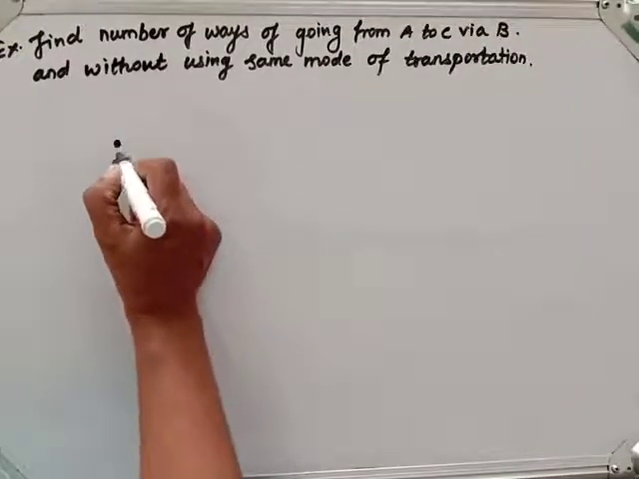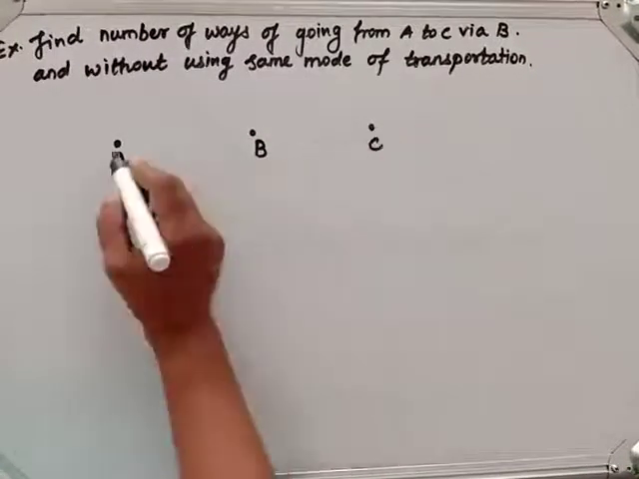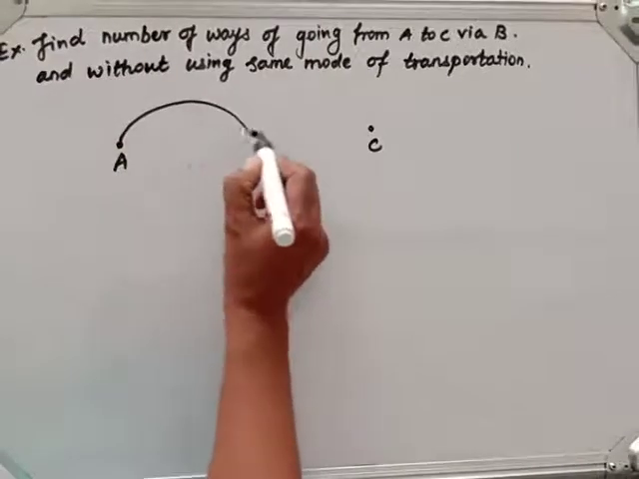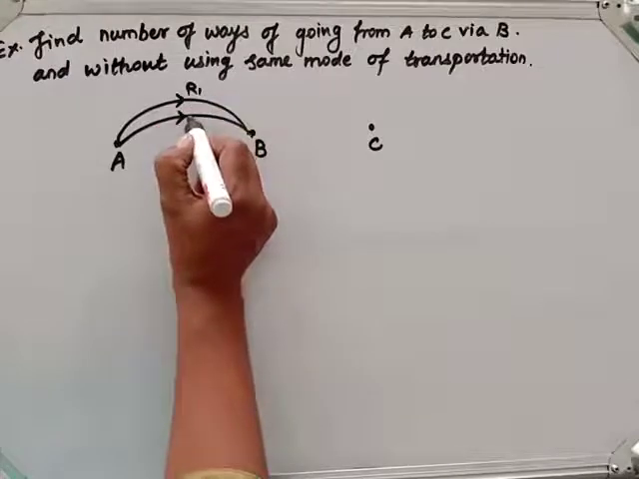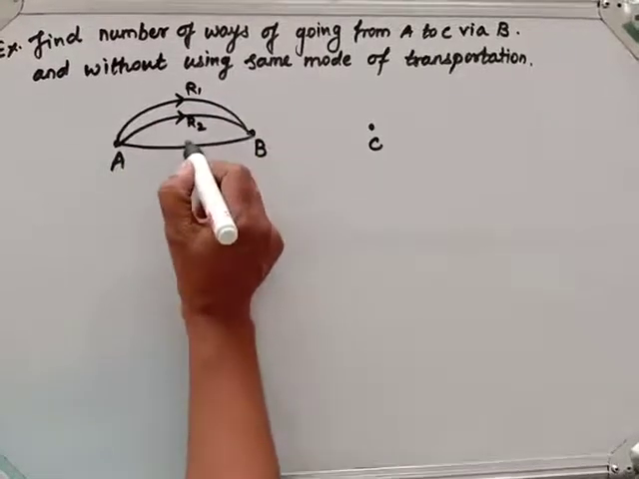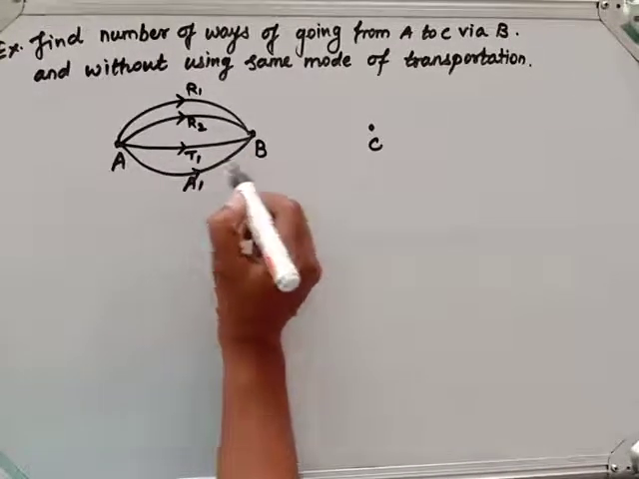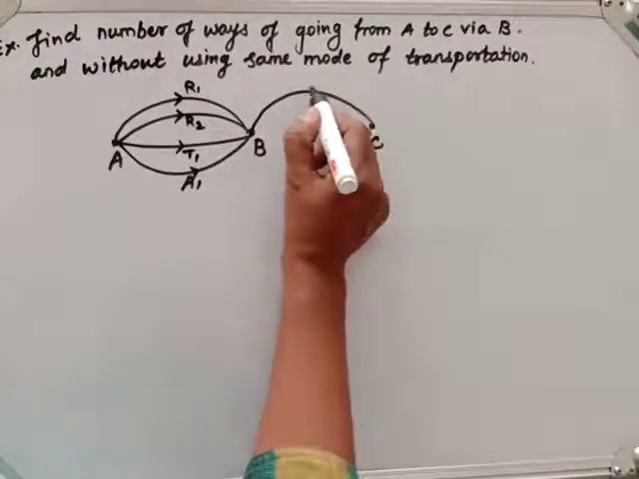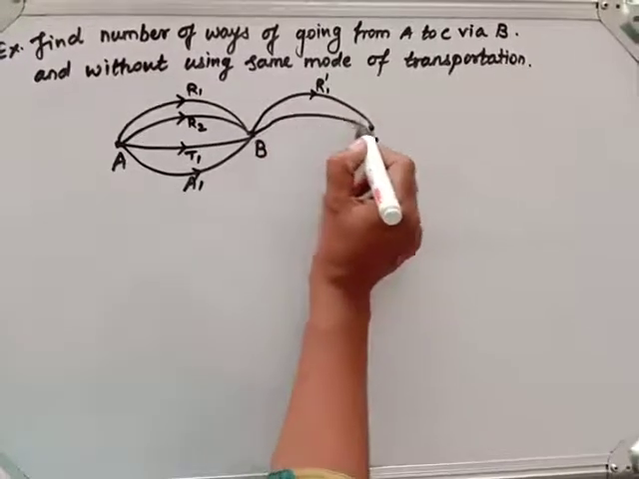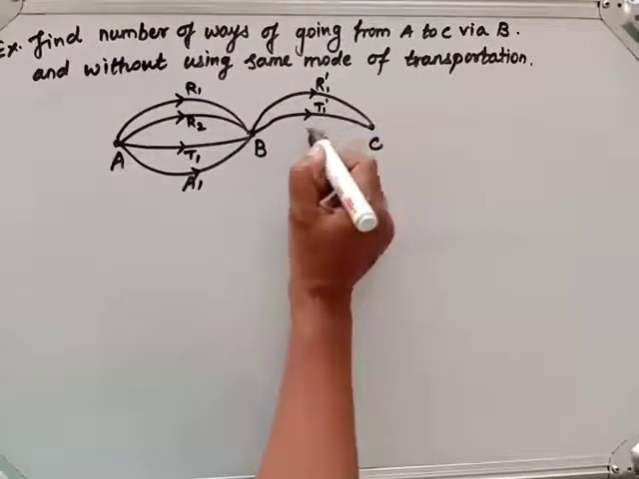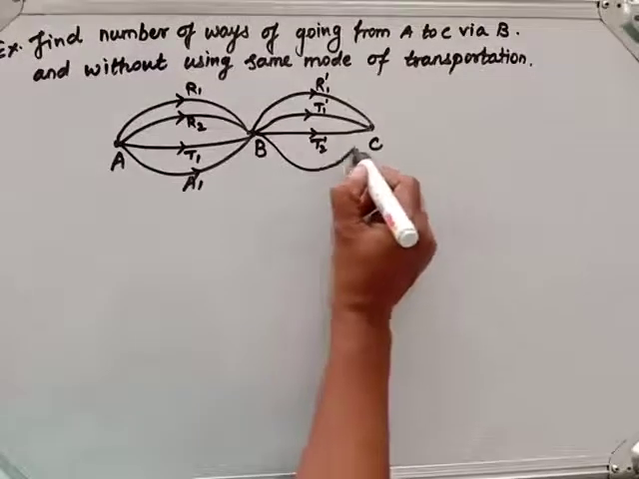Now I will take the same thing, city A, city B and city C. There are two roadways, this is road 1, road 2, then here a train, and here suppose an airway. And now here one roadway, R1 dash. Suppose two trainways are there, this is T2 dash, and one airway.